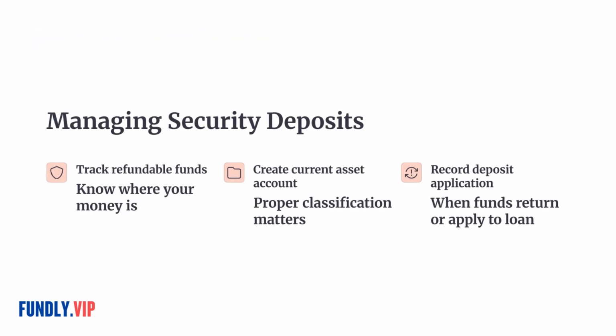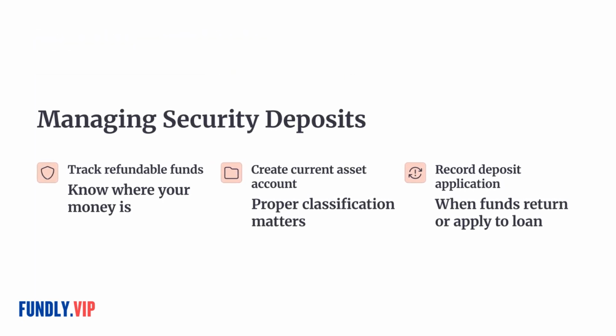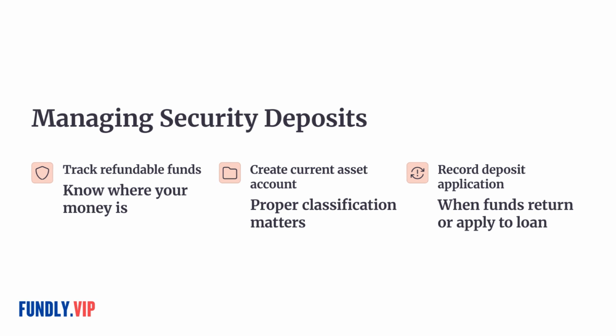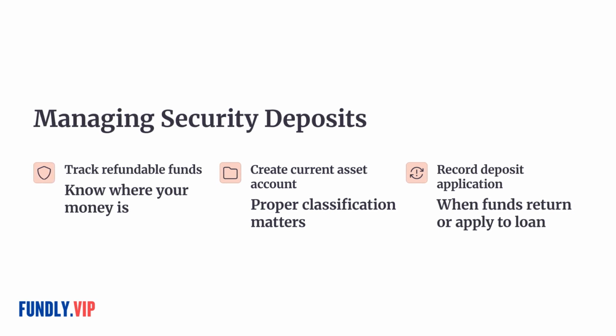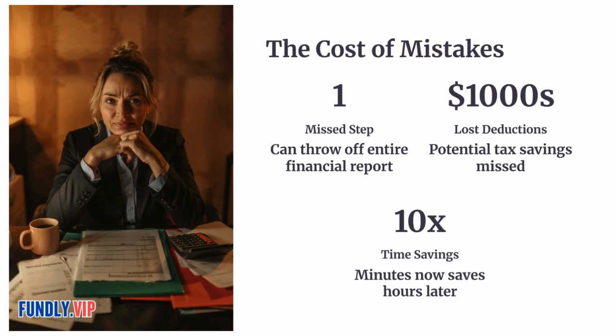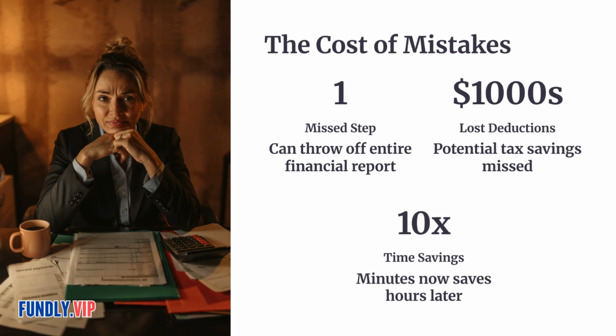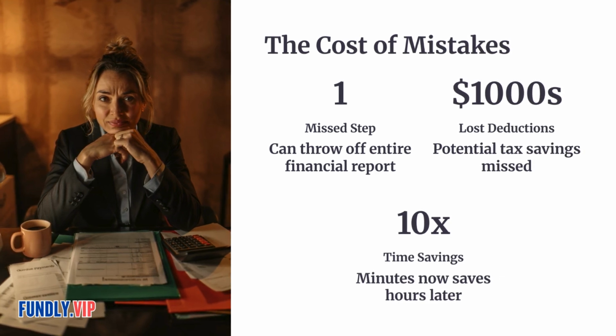If you have a security deposit withheld by the lender, create a current asset account and record the deposit there. This way, when you eventually get those funds back or apply them to your loan, you'll know exactly where they are. Missing even one step can throw off your reports, leading to missed deductions or a lopsided balance sheet. A few clicks now can save you hours and headaches down the road.